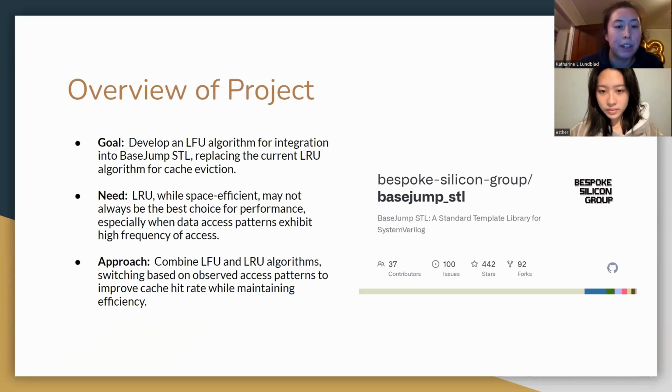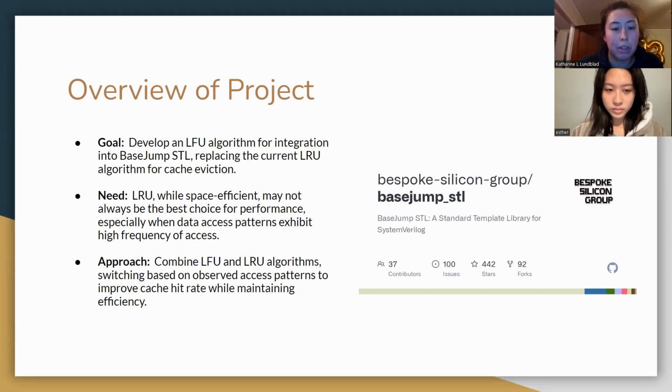Our goal is to develop a least frequently used algorithm for integrating into Basejump STL, which would replace the current least recently used algorithm being used for cache eviction. And we need this because the LRU is space efficient, but it's not always the best choice for performance, especially when data access patterns exhibit high frequency of access.